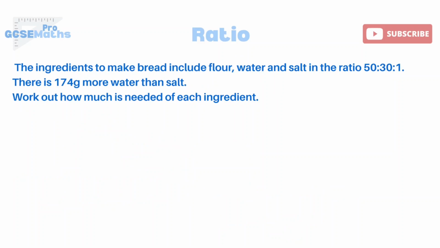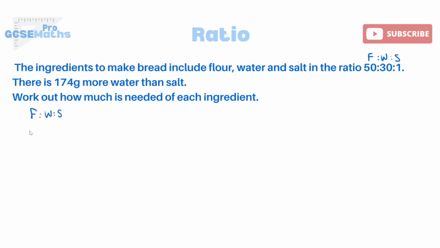Okay, so our last question we've got here. The ingredients to make bread include flour, water, and salt in the ratio 50 to 30 to 1. So we've got flour, water, and salt. There is 174 grams more water than salt. Work out how much is needed of each ingredient. So we don't know any of the ingredients, we've just been given yet again another difference.